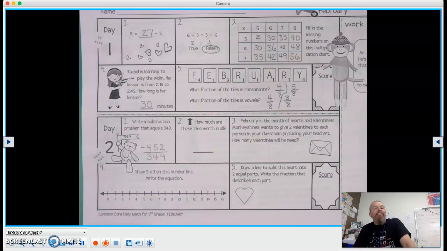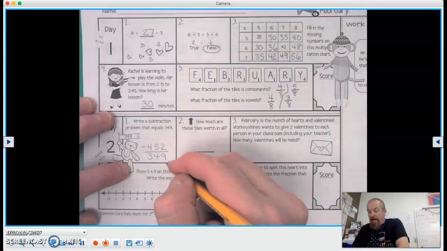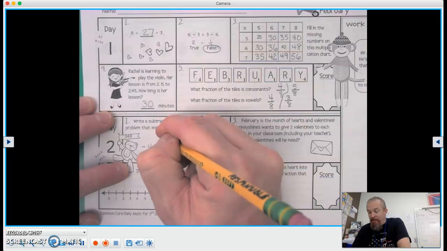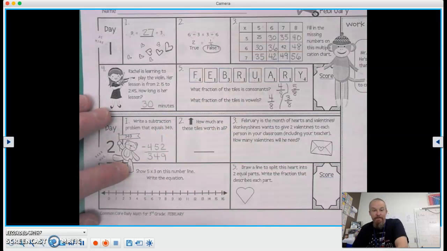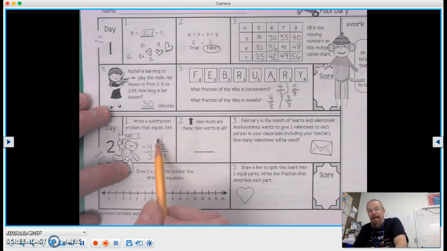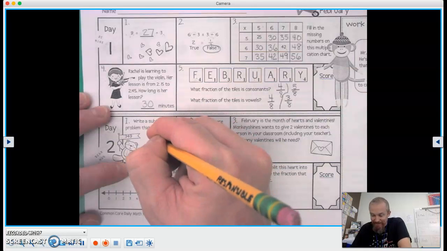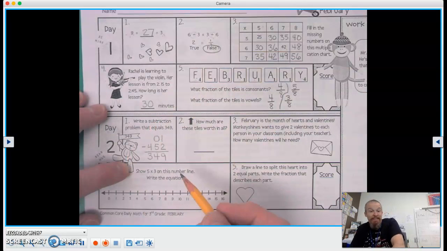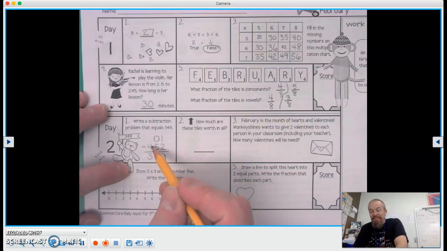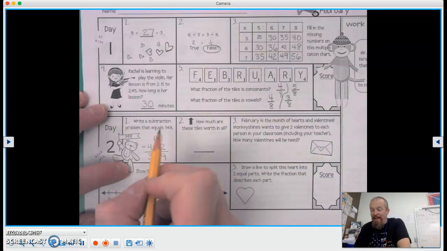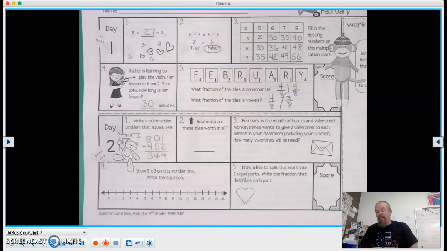Okay. Now we need to add these together. So 9 plus 2 is 11. Right? Now 4 plus 5 is 9 plus the other one makes 10. 3 plus 4 is 7, plus the one we had to carry over is 8. Okay, so there we have 801 minus 452 equals 349.